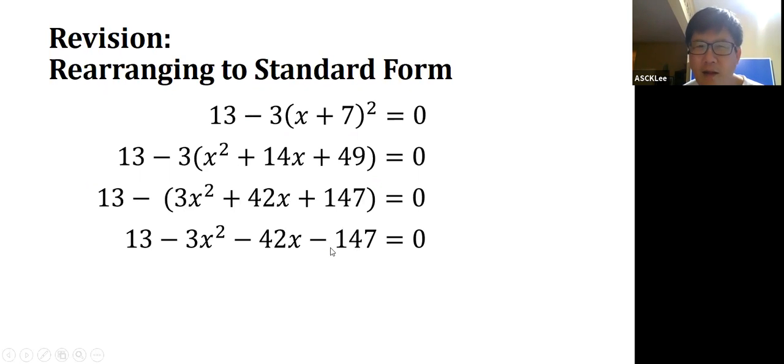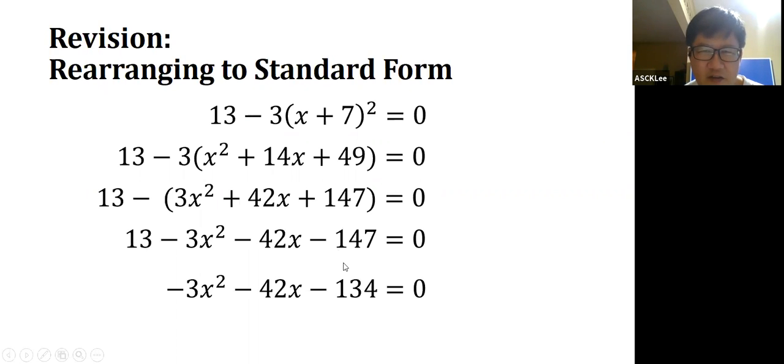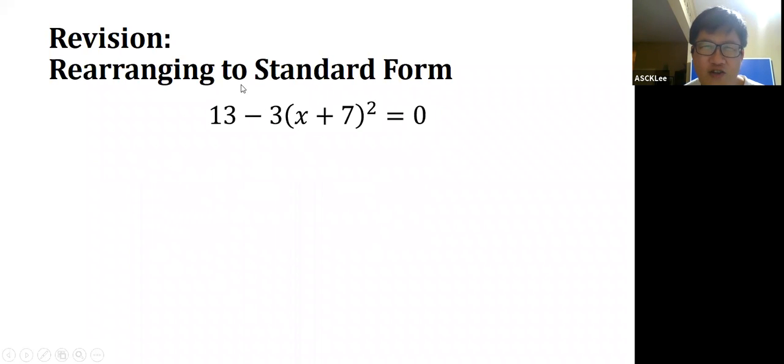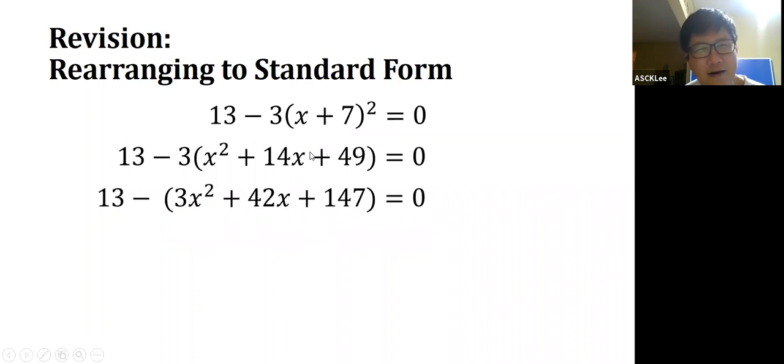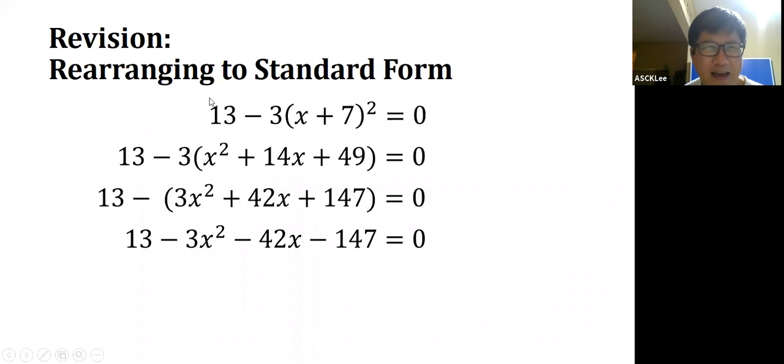Last of all, tidy this up. You can tidy this up by just combining 13 and minus 147, and 13 minus 147 is minus 134. And there you have it. This is already your standard form. So don't worry about scary looking equations like that. You can always do it step by step, like I have done.